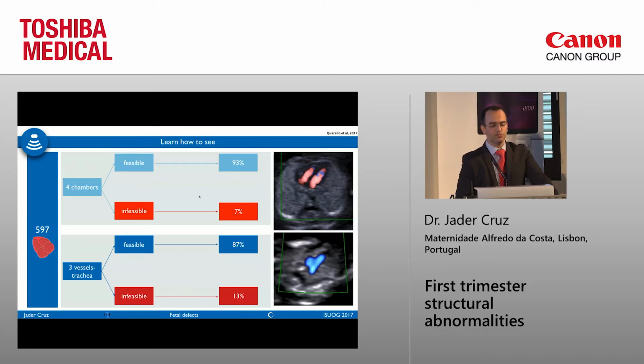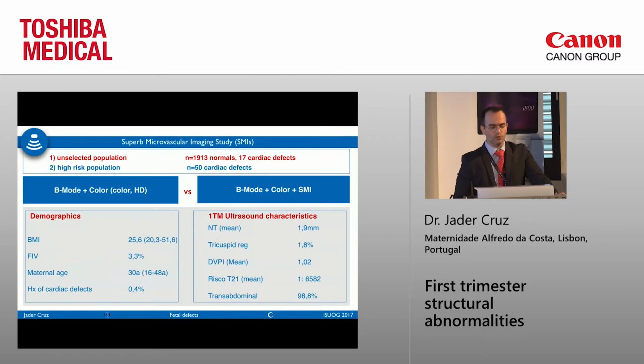This is feasible about 93% of the time to properly assess the four-chamber view, and about 87% of the time to properly assess the three-vessel view. And this can be used to look at the heart. But I want to show you an updated version of the study we are about to finish on the use of a new technology that can help you assess the heart better.